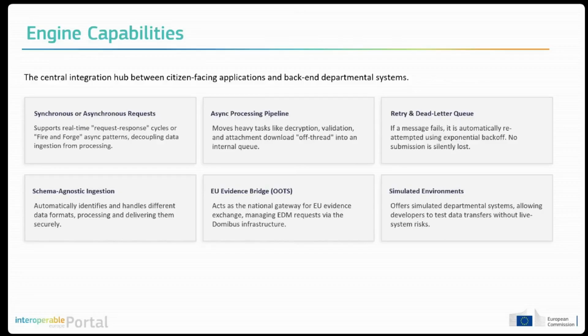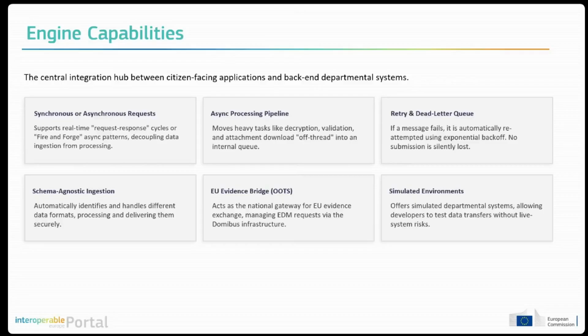So we are able to do the entire processing as a separate process: decryption, validation, and we can deal with attachments. When everything is delivered, we are able to inform the source system that everything was delivered as intended, or if any error occurred. We filter errors and do retries, so no submission and no information will be lost.